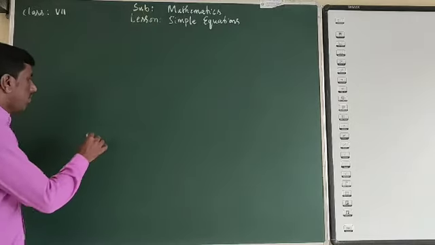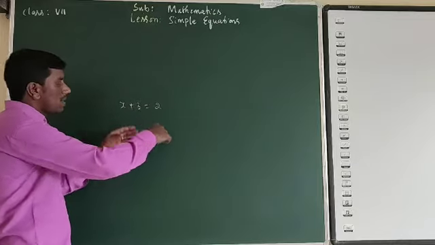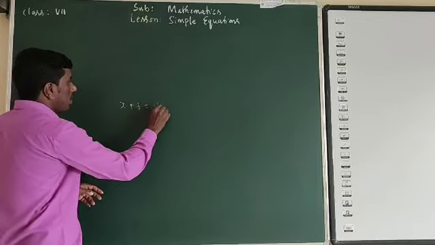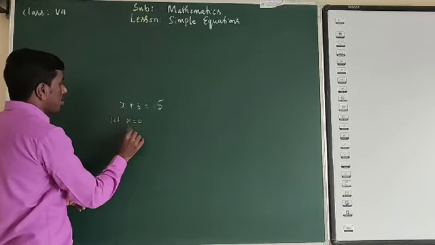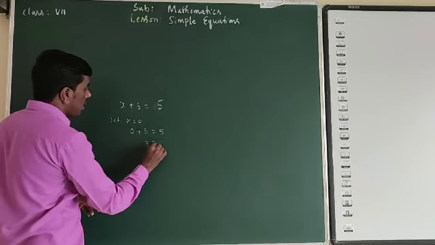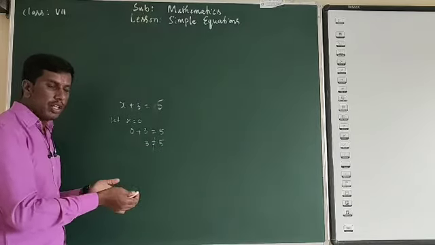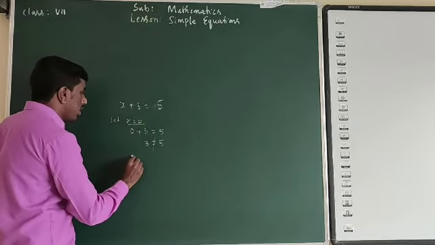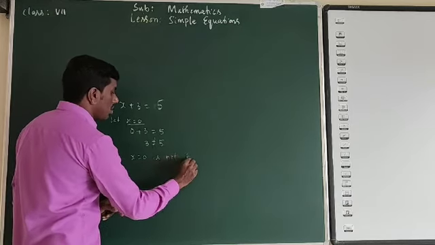Suppose I have the equation x plus 3 is equal to 5. I will solve this equation by putting x is equal to 0. Substituting 0, 0 plus 3 is equal to 3, and 3 is equal to 5 is not true, right? 3 is not equal to 5. So LHS is not equal to RHS, therefore x is equal to 0 is not a solution for this equation.